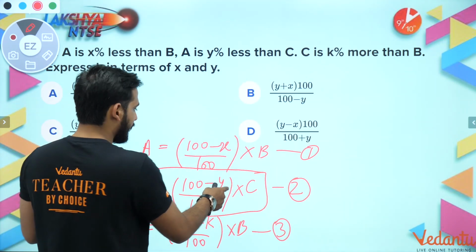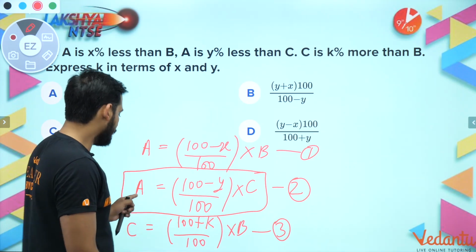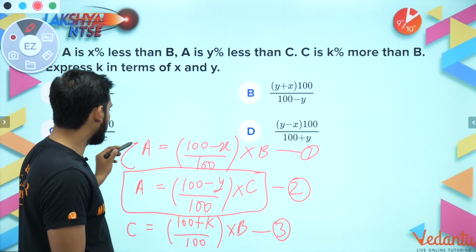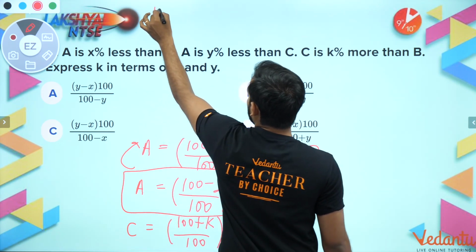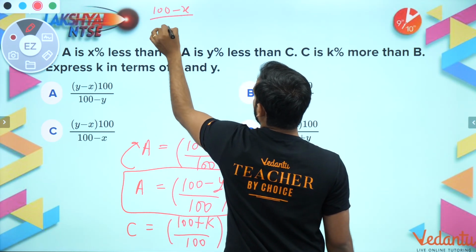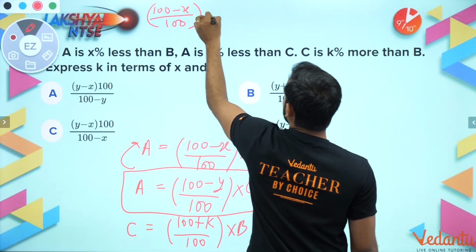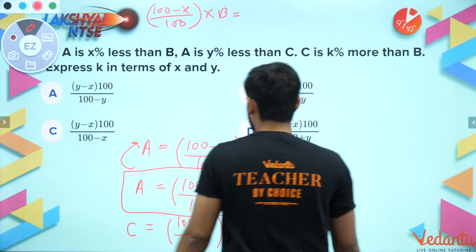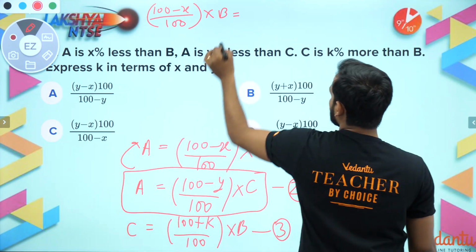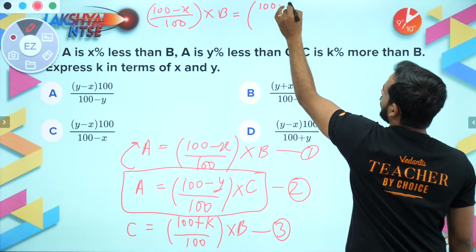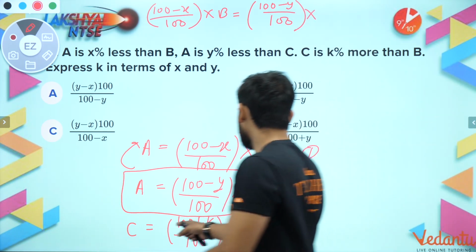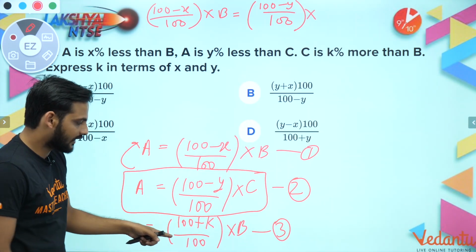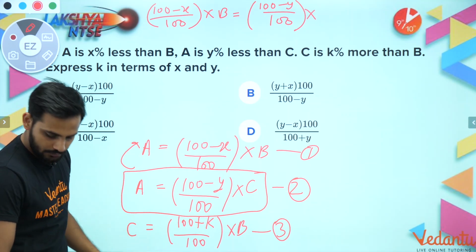You want to get rid of A and C. Correct? A, from the first equation, I can write as (100 minus x by 100) into B. So I will write (100 minus x by 100) into B is equal to, what is this? This is already (100 minus y by 100) into C. Now C from the third equation can be written as (100 plus k by 100) into B, right?